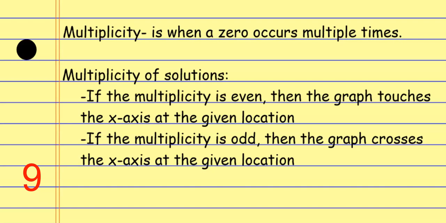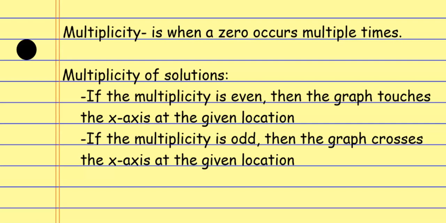All right? Multiplicity is when a 0 occurs multiple times. So when I get the same x-intercept more than once. All right? And here's how that affects the function. When you look at the previous examples, all of them had a multiplicity of 1. Every x-intercept only occurred once. Okay, so that's the multiplicities, how many times it occurs. All of them have been 1 so far.